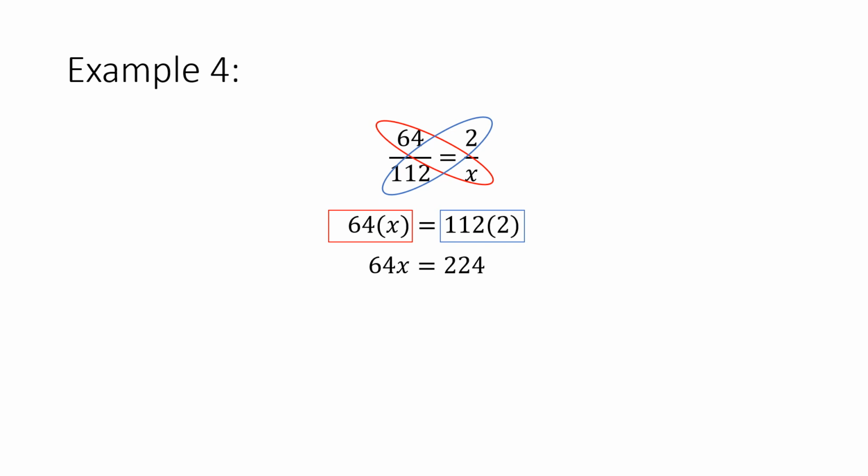64 times x is 64x. 112 times 2 is 224. And to solve this equation for x, I'm going to divide both sides by 64. And when I do that, I'm going to get a decimal of 3.5. So x is equal to 3.5, and that's my final answer.